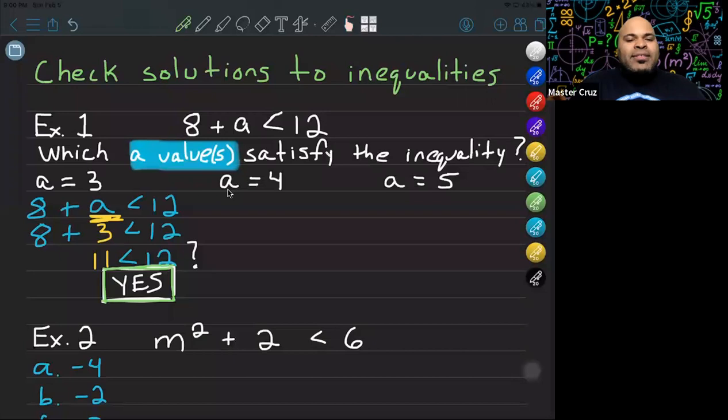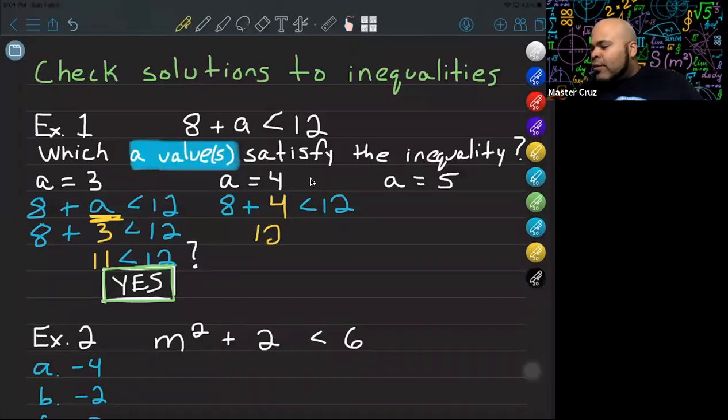So let's try the same with a equals 4. I'm going to substitute a equals 4 into the same inequality. So all I have to do is rewrite the inequality 8 plus, but instead of writing the a, I'm going to substitute the a with 4. And then that's less than 12. I'm repeating the same steps from here, but I'm not rewriting this. I'm just replacing the a with the 4. And then 8 plus 4 is 12. So this is 12, which is less than 12.